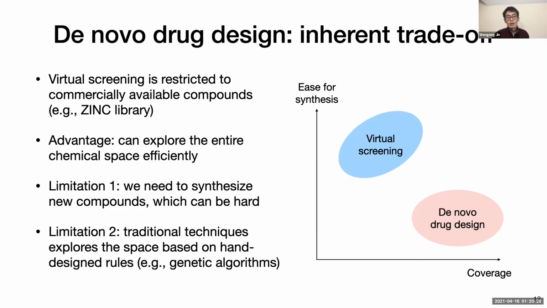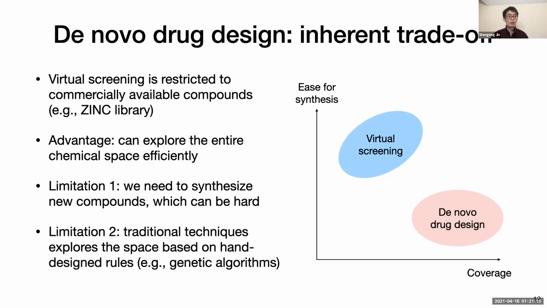De novo drug design also has this trade-off between ease of synthesis versus coverage. It certainly can explore the entire chemical space very efficiently because you don't need to try every compound. The model will figure that out for you. But the model will suggest some pretty new compounds that are not commercially available. So you need a synthetic chemist to figure out how to synthesize that compound in order to test it in wet labs. That slows down the experimental workflow, but it gives you more potential in discovering something new.